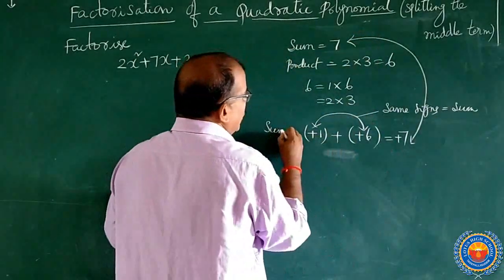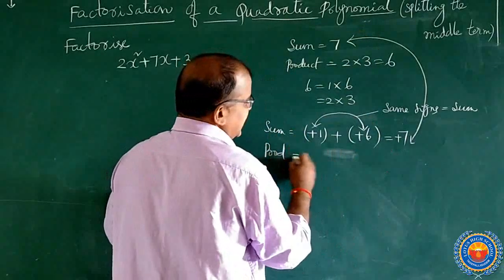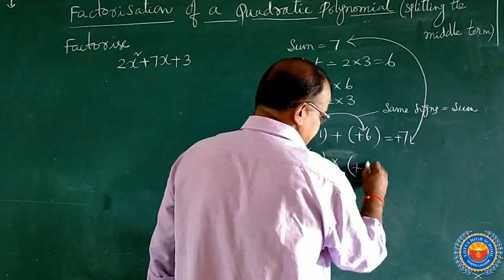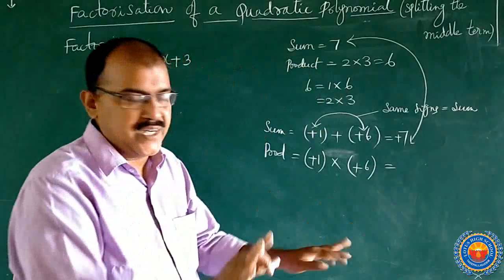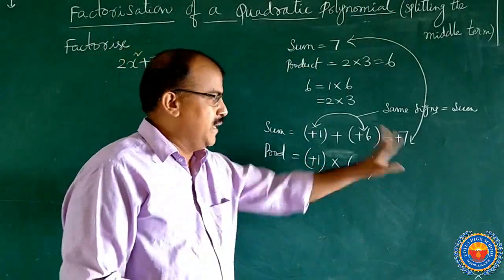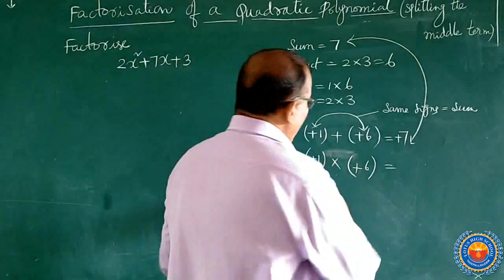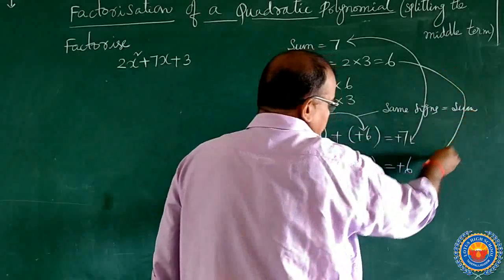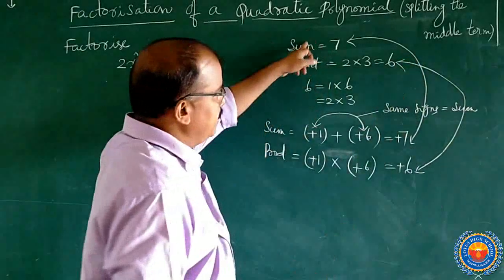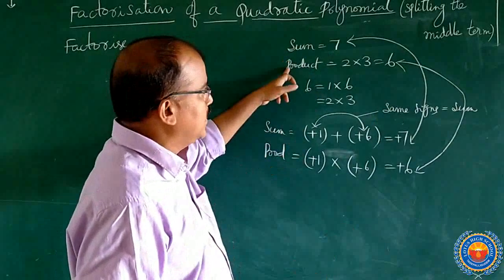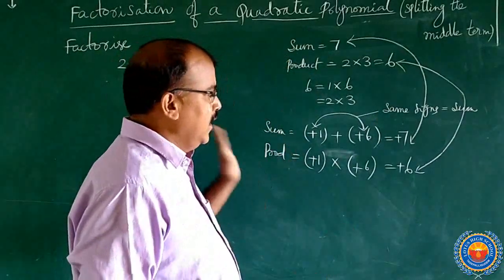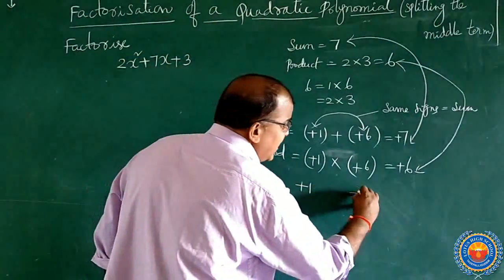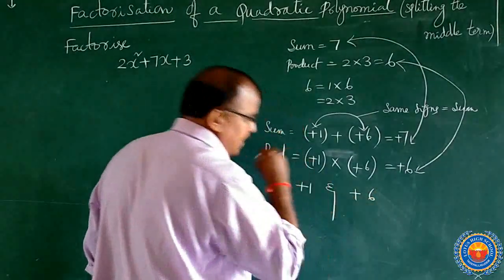Now, this is the sum. Now, the product. Plus 1 into plus 6, so multiplication, not addition. Plus into plus is plus, 1 into 6 is 6, that is also plus 6. Matching or not? Yes, this also matches. So this sum is equal to 7, and the product is equal to 6. That's why my numbers are plus 1 and plus 6.